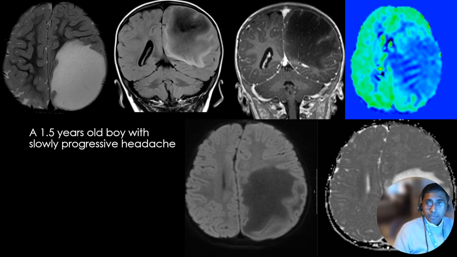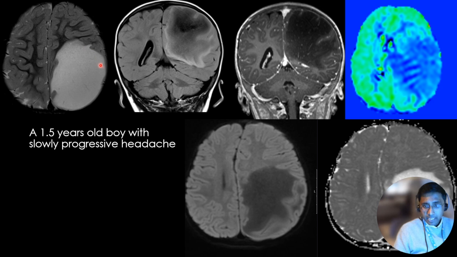Here is a 1.5-year-old boy who presented with slowly progressive headache. So it looks quite aggressive, isn't it? That is the first impression we get from this tumor. It is a very large tumor in the hemispheric location on the left side, involving the left parietal region. And remember, if you look at this in T2, it is very, very homogeneous, isn't it?